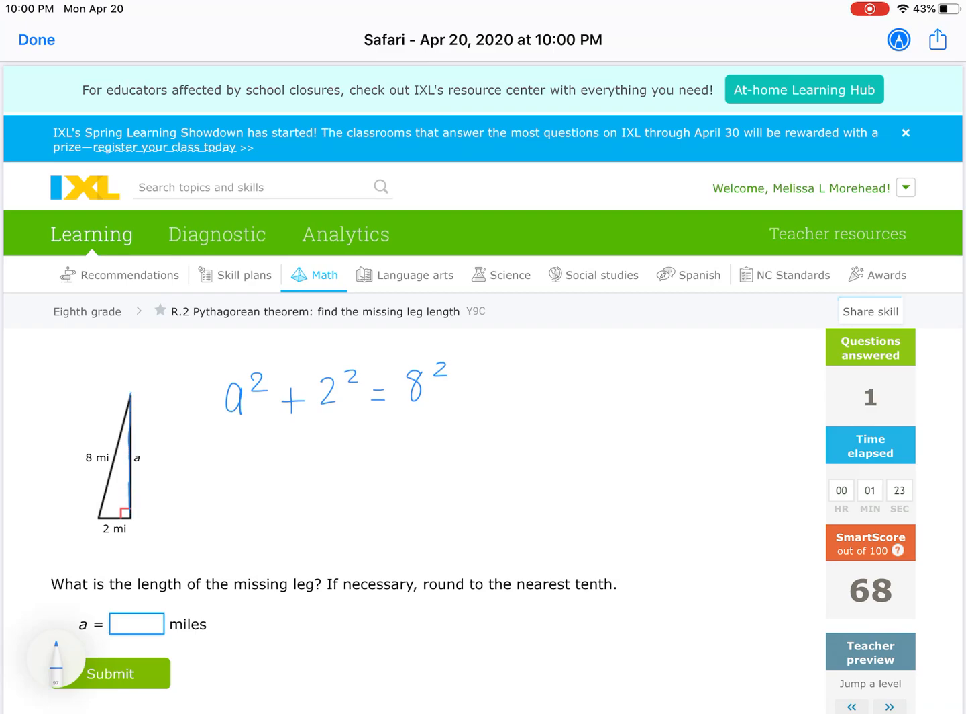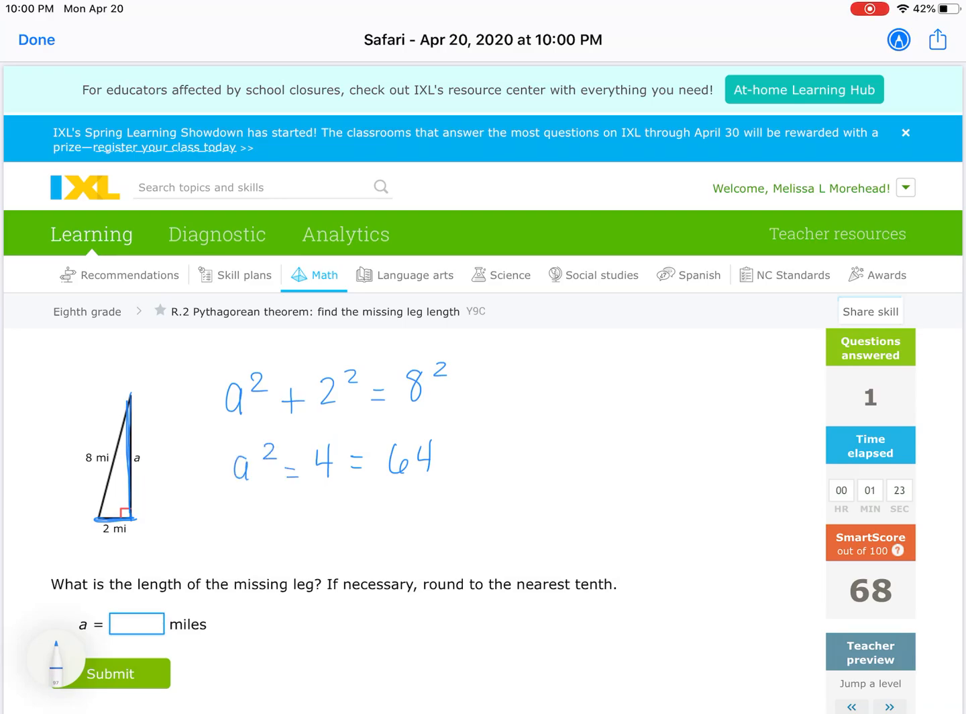Remember, your straight sides are going to be considered your legs. So that's why that 2 is going to be your B squared. That's one of your legs. All right, so A squared plus 2 squared equals 8 squared. So 2 squared, 2 times 2 is 4. 8 squared, 8 times 8 is 64.